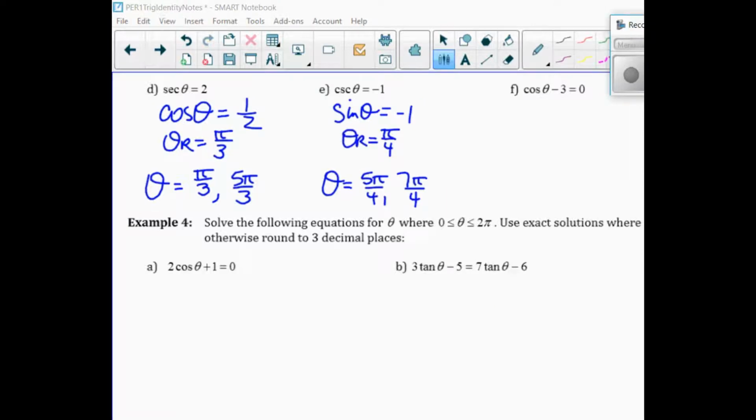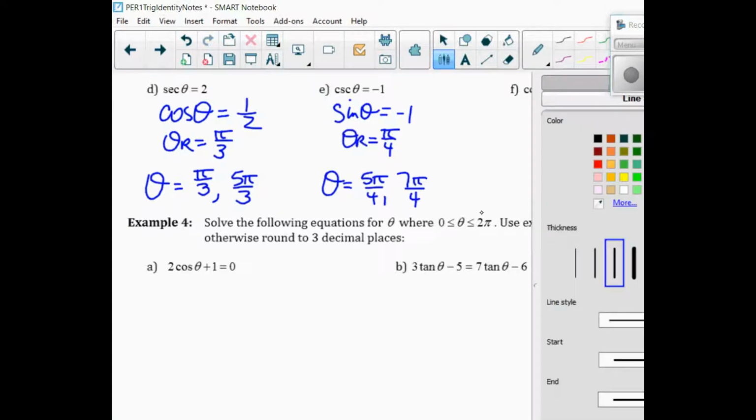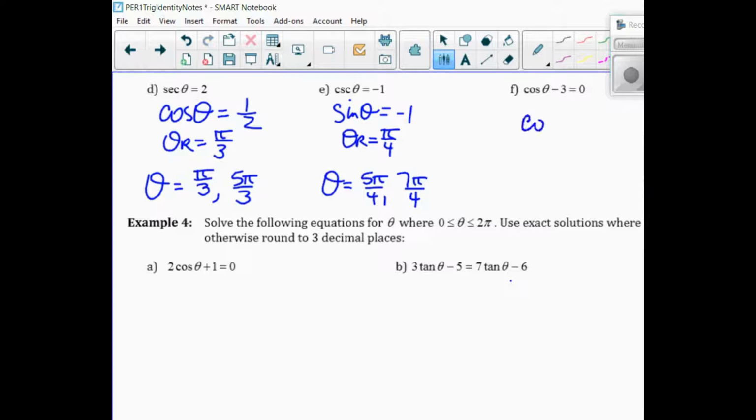All right. So again, this is on a non-calculator part. Solve for the trig ratio, cos theta equals 3. And you might say, well, wait a second, this is not in the unit circle. It won't be. But you should know, and this is something if they ever ask you on the provincial exam, this would be no solution.